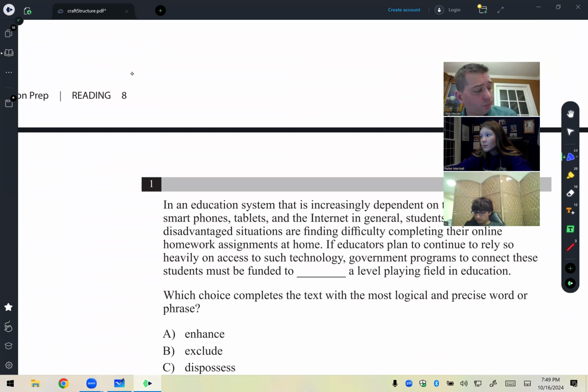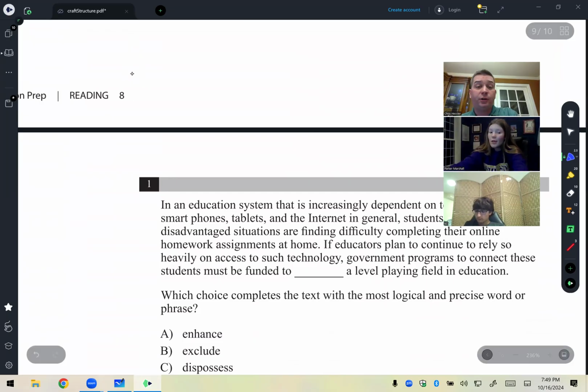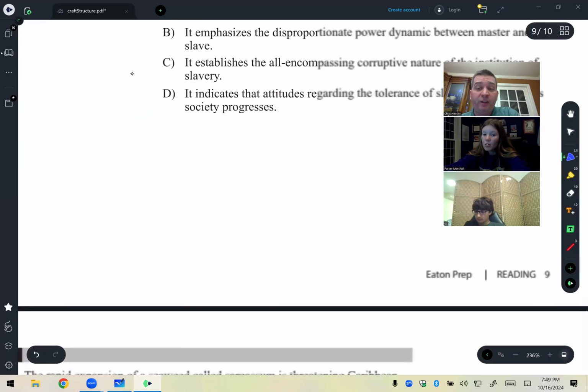Pardon me. We have a purpose question. We have some more fill in the blanks. We have a synonym question, number 4, and then another fill in the blank. So try these 5. Take about 5 minutes.